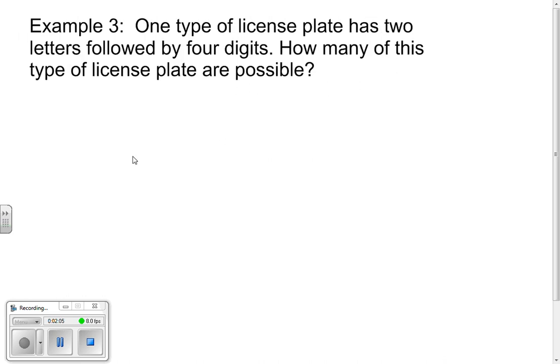One type of license plate has 2 letters followed by 4 digits. How many of this type of license plates are possible? And so what you kind of want to do is draw out the license plate. It says it has 2 letters, put L for letters, followed by 4 digits. So these are all digits.